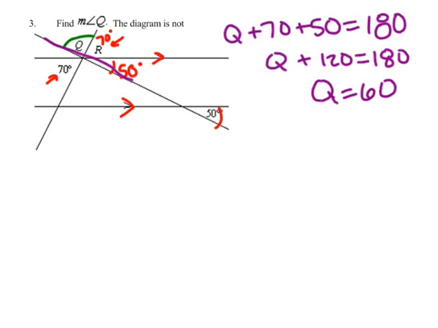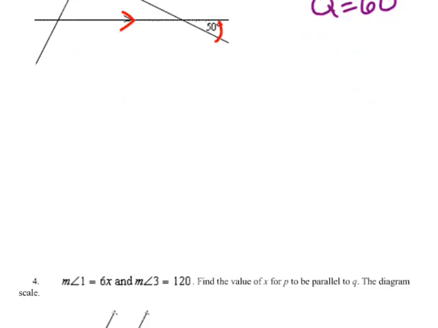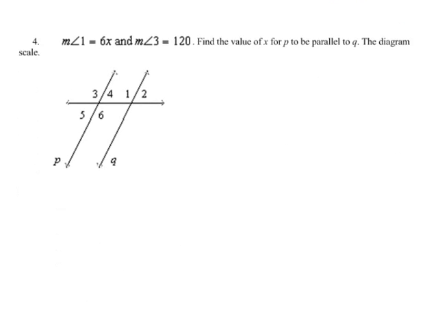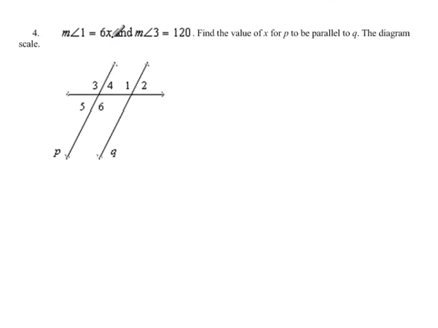Moving on to number 4. It says the measure of angle 1 is 6x. The measure of angle 3 is 120. Find the value of x for P to be parallel to Q. The diagram is not to scale. And we're not told they're parallel. We're asked to determine what x must be in order for the lines P and Q to be parallel.